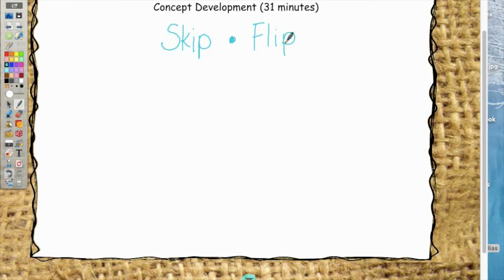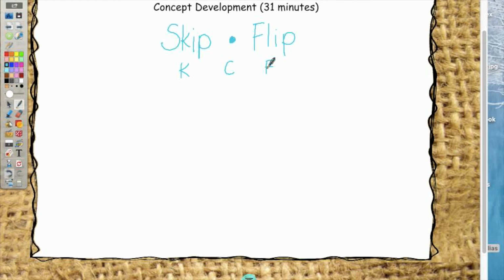Now, remember how Cadence went to school in another state? They didn't teach her skip, dot, flip. They taught her, you don't have to write this, but they taught her K, C, F. Kind of like KFC, Kentucky Fried Chicken, but KCF, okay? So here's what skip means. Keep the number, don't change it. Dot, you have to change. Flip means you're going to flip it around upside down.